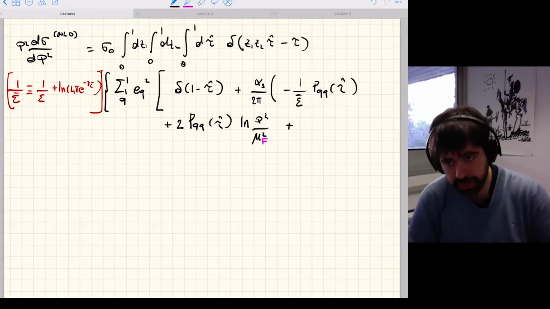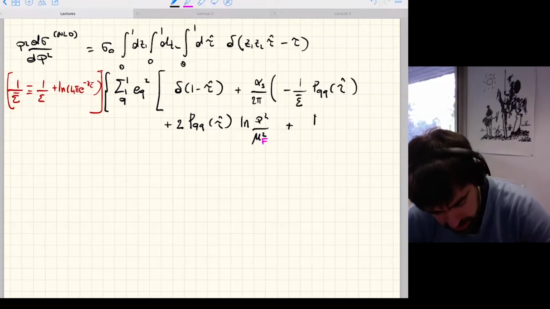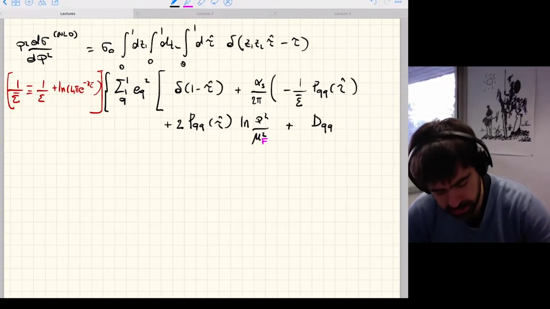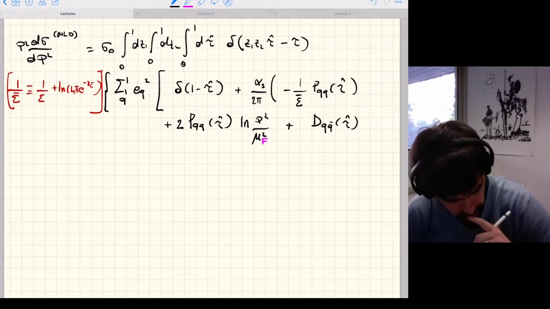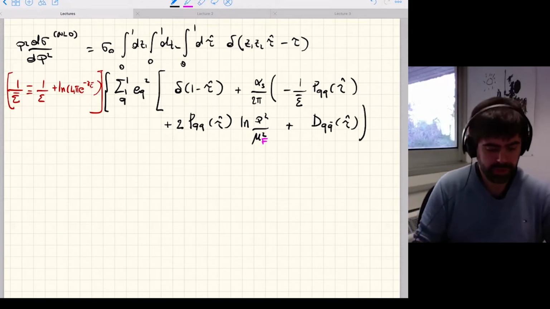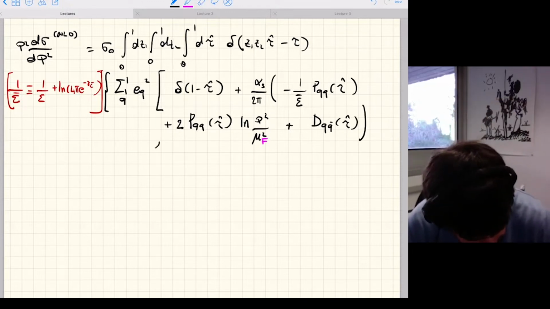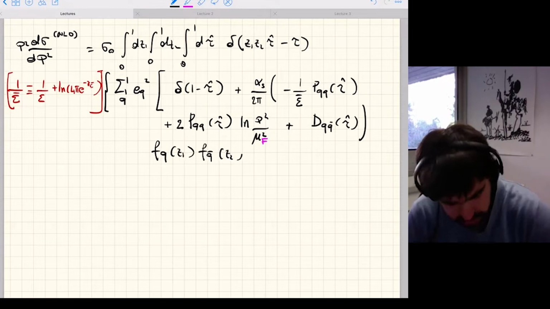And then you have the finite part. You have a contribution from the real emission. You have a contribution from the virtual corrections, and summed together, you get this d Q q bar contribution. Okay, and these are multiplied by the parton distributions, f q sub 1, f q bar sub 2.